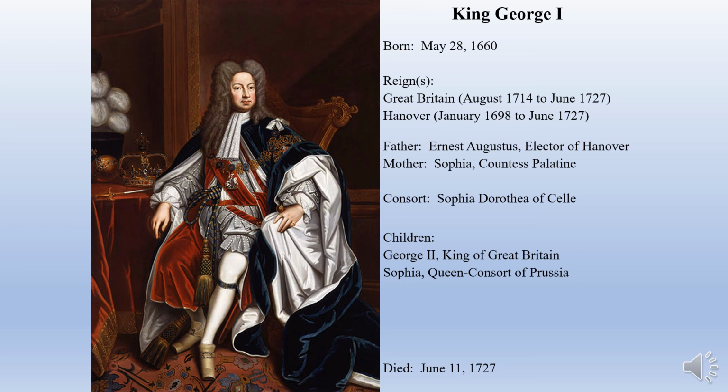George I was born in May of 1660 in Hanover. His father was Ernst Augustus, the Elector of Hanover, and his mother was Sophia, the Countess Palatine, the Electress of Hanover. He was married to Sophia Dorothea of Celle, and he becomes the Elector of Hanover in January of 1698, and he'll continue on until 1727 as the Elector of Hanover and eventually the Prince of Hanover. He will be the King of the United Kingdom until he dies in June of 1727.